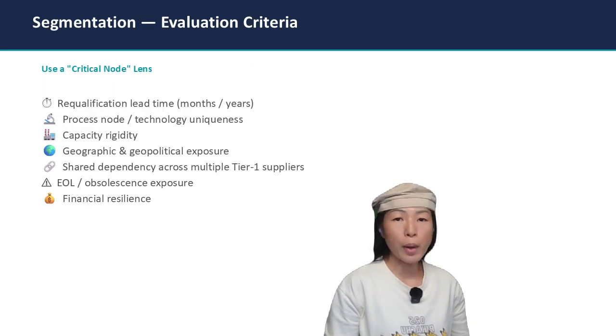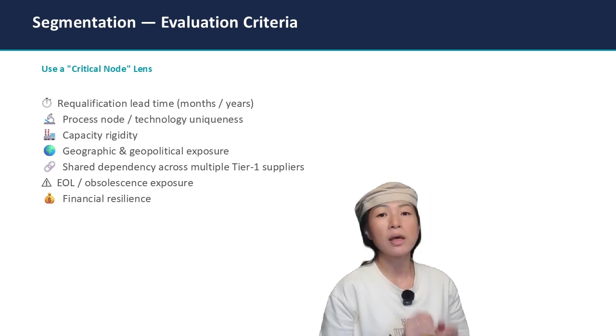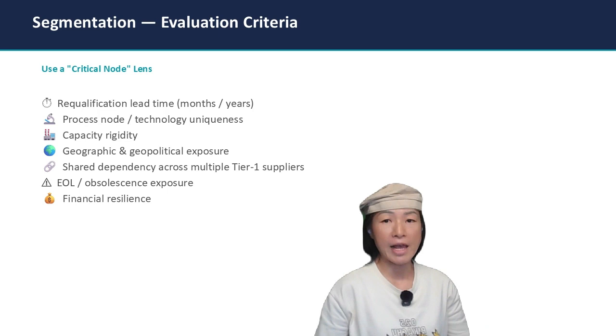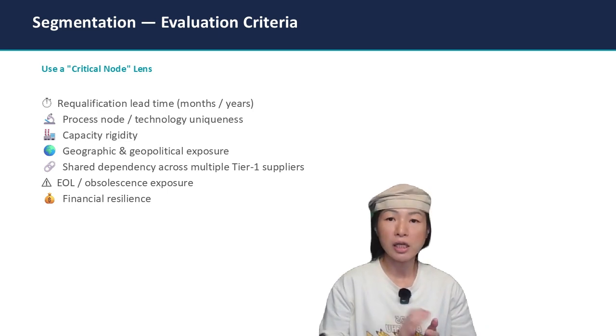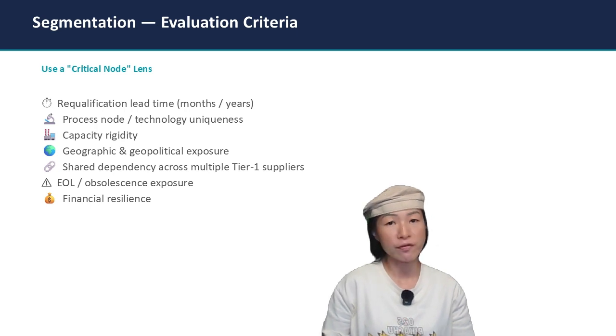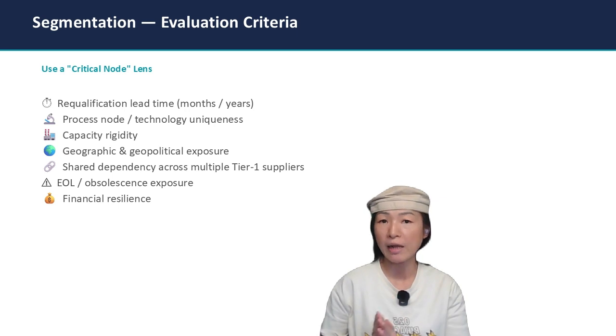When evaluating whether a Tier 2 or Tier 3 supplier falls in the segmentation model, these 7 criteria form the lens. Requalification lead time is often the most critical. If it takes more than 18 months to qualify an alternative, that supplier is strategic by definition, regardless of spend.